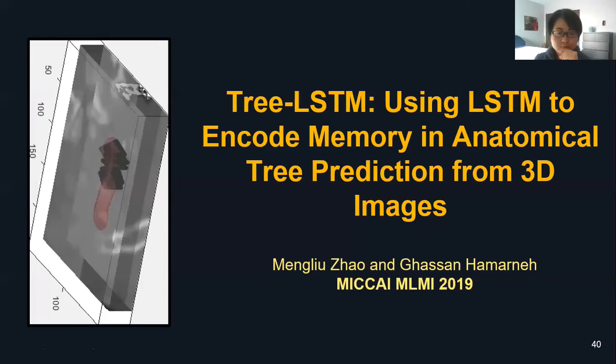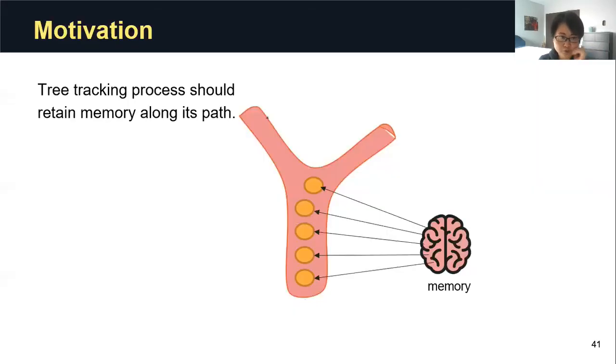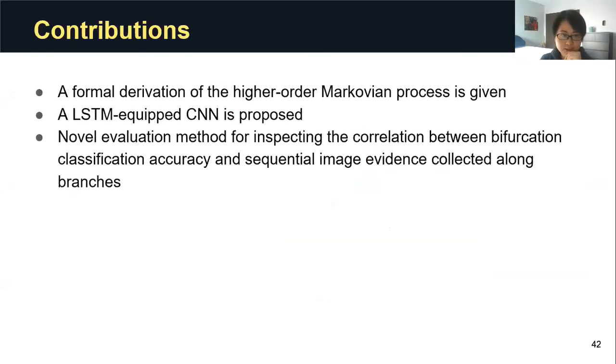Then the next contribution is tree LSTM, using LSTM to encode memory in anatomical tree prediction from 3D images. So the motivation is like this. The tree tracking process should retain memory along its path. The predictions in the past should have some kind of influence on the current prediction, and we're trying to encode that into a deep learning scenario.